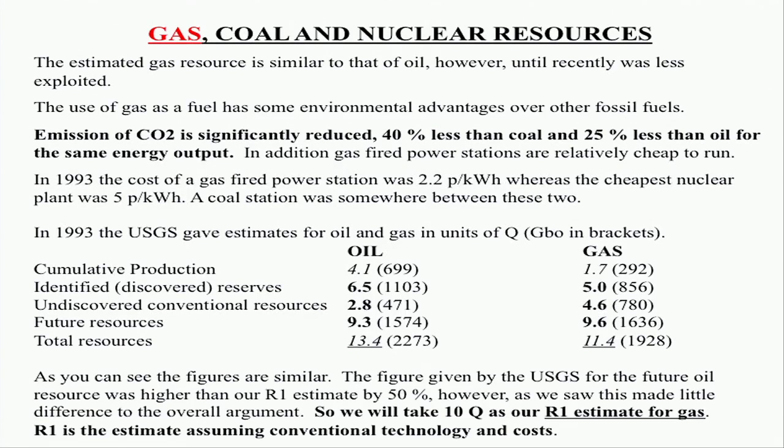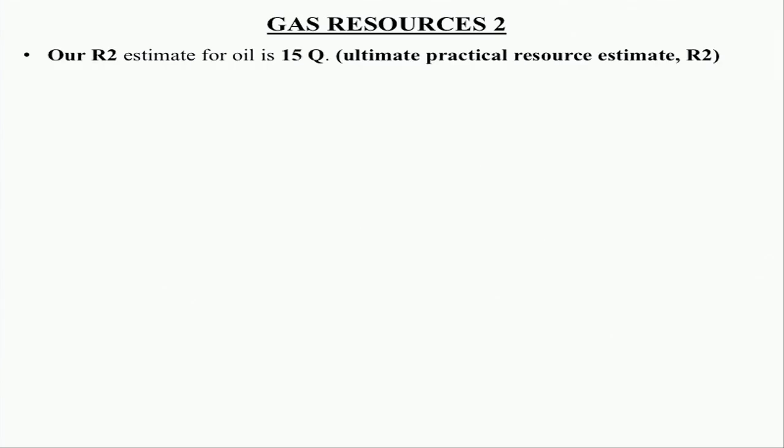Now, the future given for oil by the USGS is higher, remember, than our initial estimate by about 50%. But that doesn't make that much difference to the overall argument about when it's going to run out within 10, 15 years. So we can take, say, 10 Q as our R1 estimate for gas as well. R1, remember, is the estimate assuming conventional technology and costs. Our R2 estimate for oil, we said, was 15 Q.